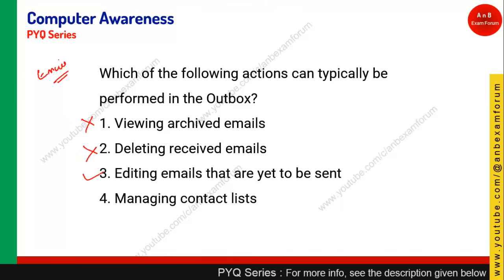Outbox is like an intermediate area where the mails which are going to be sent after some time are stored. So all those mails are stored in outbox, which are generally not sent but are waiting for some other actions which need to be performed. And managing contact list is nowhere related, so option 3 is the right answer.